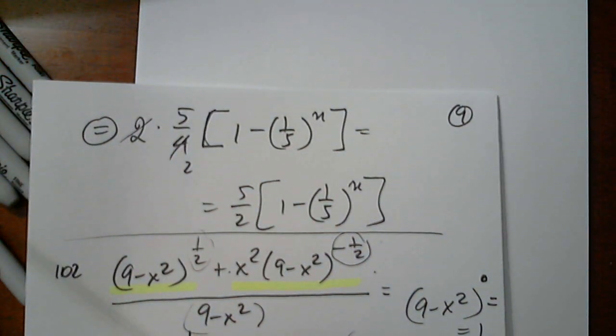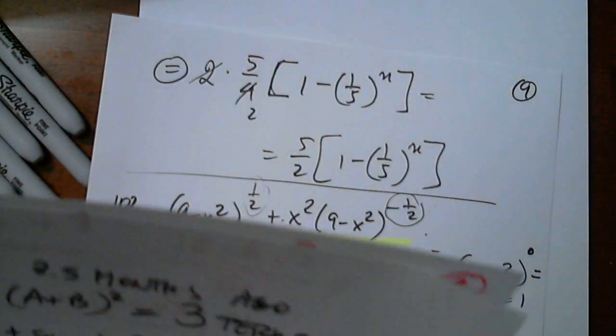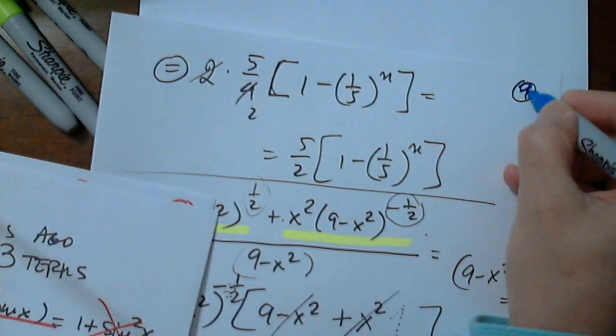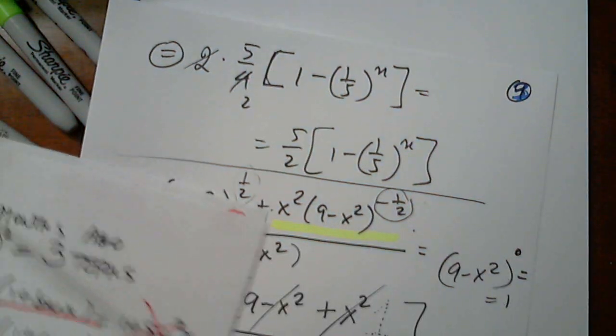Why did I write 9 on this? Who knows? Why did I write 9? This is page 3. Sorry. Okay, I'm on page 4 now.